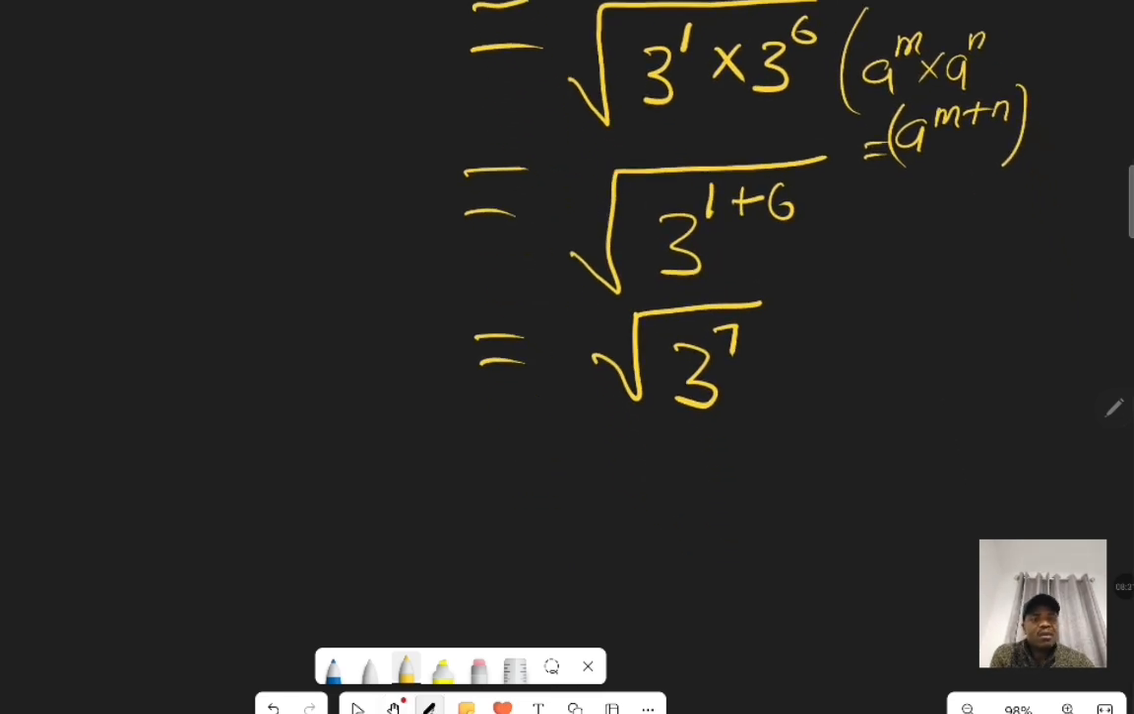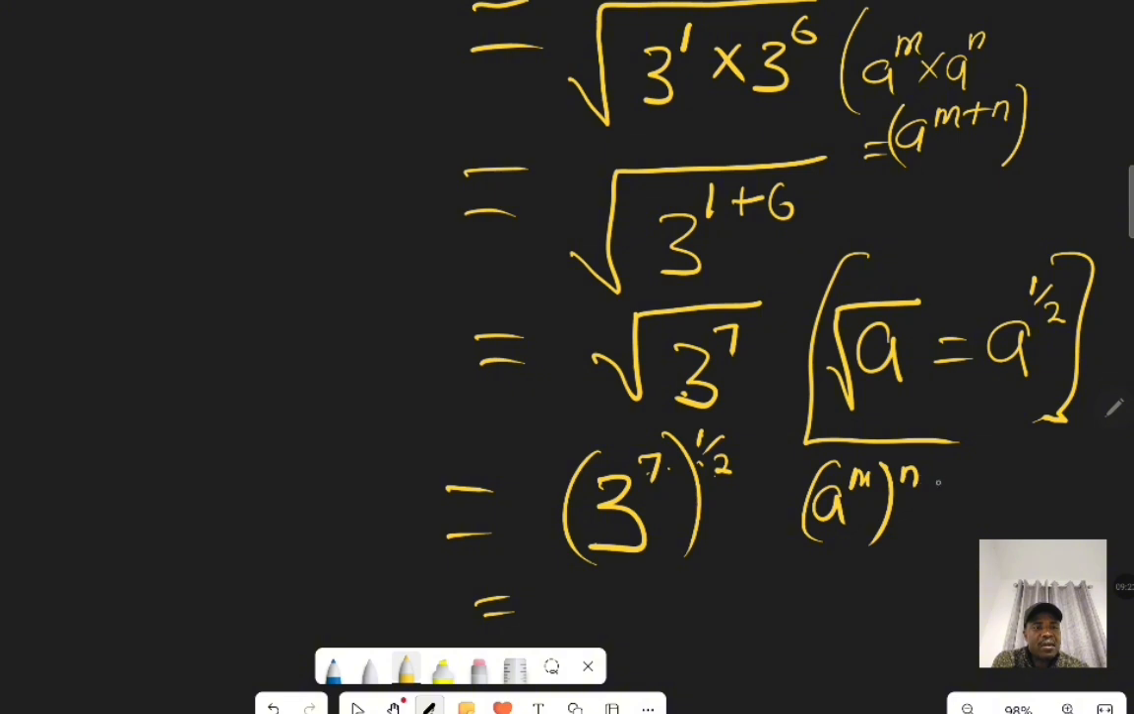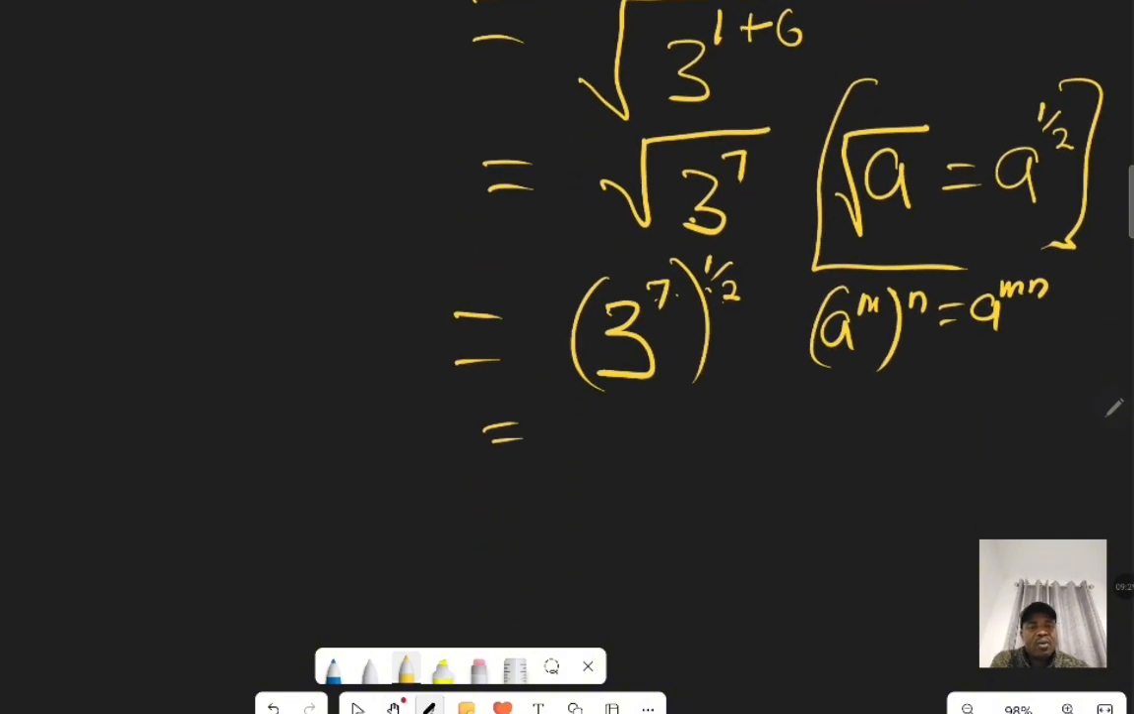We still have another law of indices that states that square root of a is the same thing as a raised to the power of half. If this holds, this will change to 3 raised to the power of 7, all raised to the power of half. Multiplying the powers, as the law says, a raised to the power of m, all raised to the power of n, is equal to a raised to the power of mn. If we multiply the powers, we are going to have 3 raised to the power of 7 over 2.